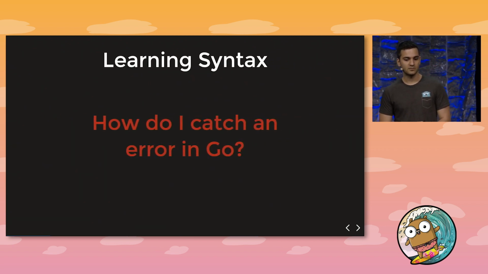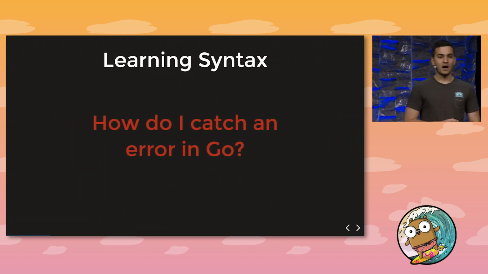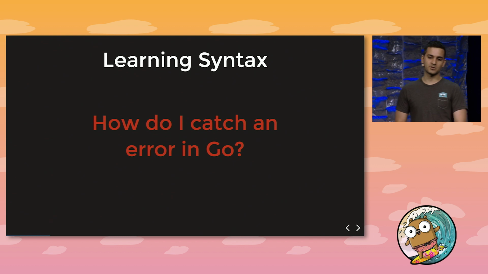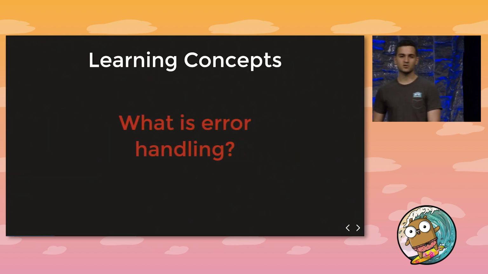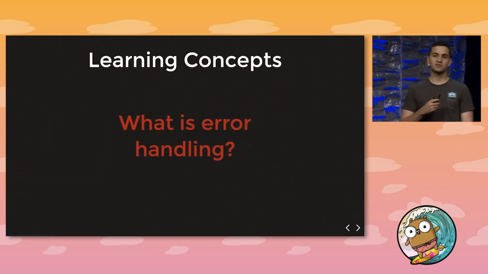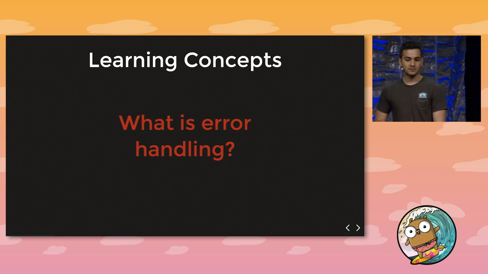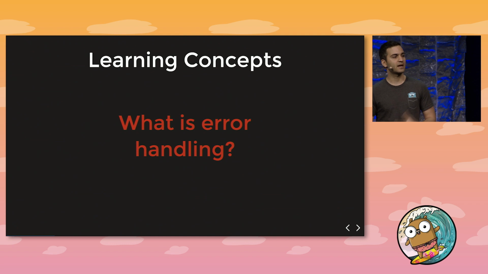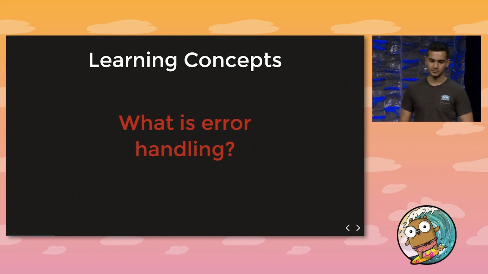And finally, same thing with errors. A lot of times, if you come from a different language, you say, how do I catch an error in Go? Because you already catch a lot of errors in many different languages. The question you should be asking yourself is, what is error handling? What does it mean for something to go wrong? And how does Go define error handling? And this way, you get to learn the concept a little bit more.